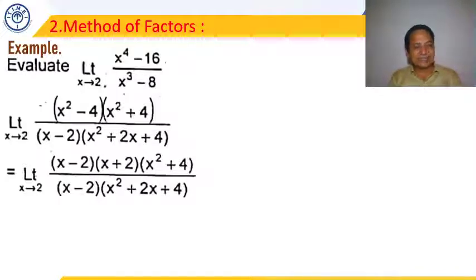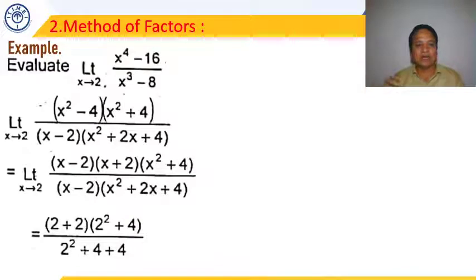Now since x is tending to 2, x is not equal to 2. So the value of x minus 2 is not 0. It tends to 0. Now this bracket, which is common in the numerator and denominator, cancels out. So we are left with (x plus 2)(x square plus 4) in the numerator and (x square plus 2x plus 4) in the denominator. Since x minus 2 in the numerator and denominator has been removed, in the remaining part we put x equal to 2.